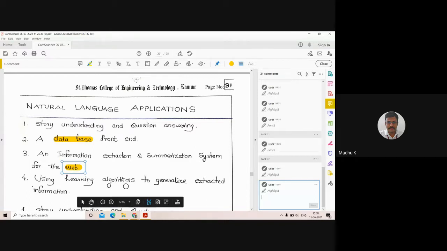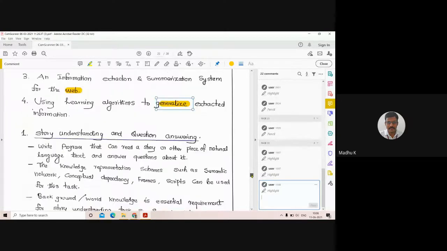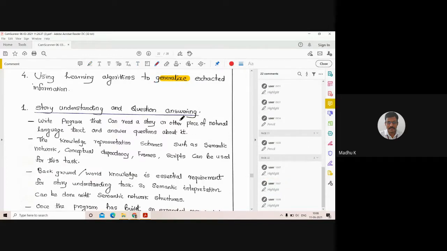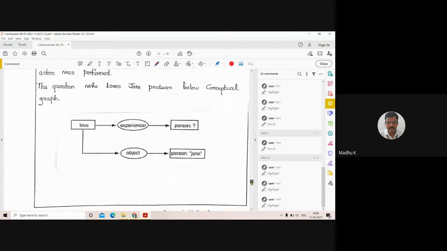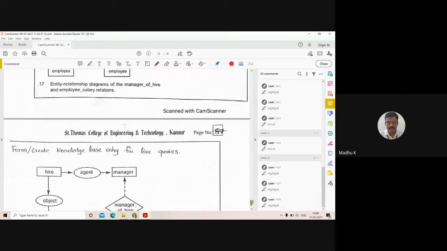Then using learning algorithms, we can generalize the extracted information. So these are the different applications of NLP. In the next class we can discuss this topic: story understanding and question answering, then the next topics. This is just descriptive, so next class we can discuss that.